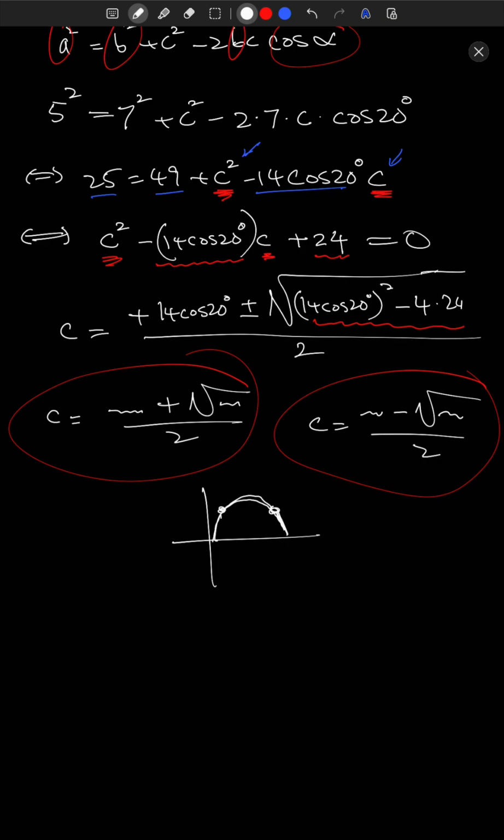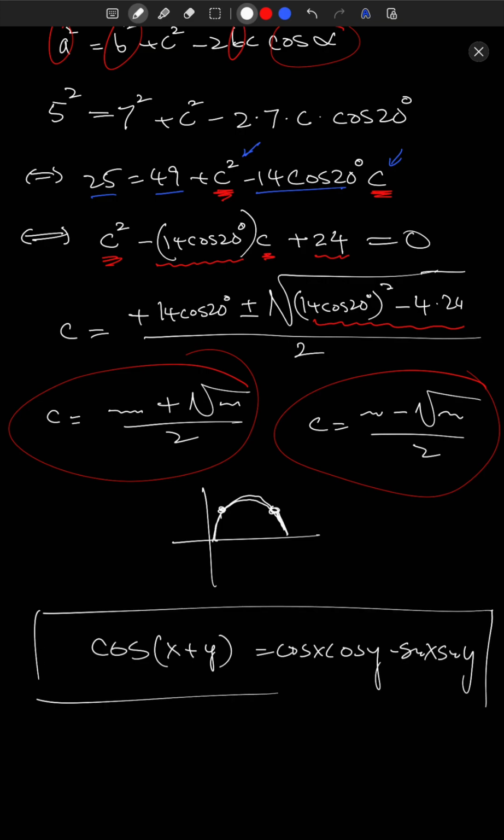And also, ultimately, that will lead to, remember our property cosine x plus y is cosine x cosine y minus sine x sine y. And that was one that we never showed you why it was true. Ultimately, we can explain it using vectors, which uses the law of cosines.